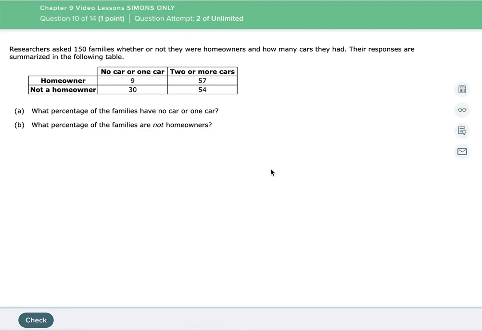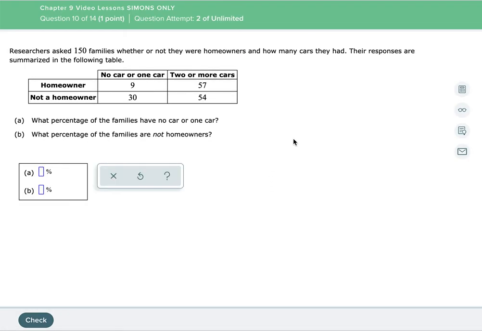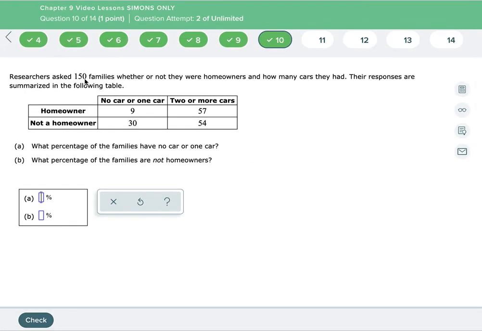Let's look at another problem and see if it gives us a trickier one, because some of these can be a little weird. All right, researchers asked 150 families whether or not they were homeowners and how many cars they had. So they're asking two things. You have one group of people who have either no car or one car, and another group who have two or more cars. Then they have people who own their home and people who don't. So it's 150 families total, and it says what percentage of the families have no car or one car.